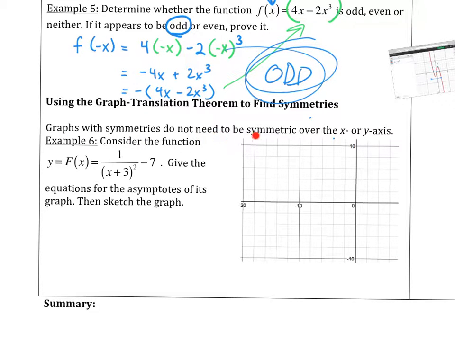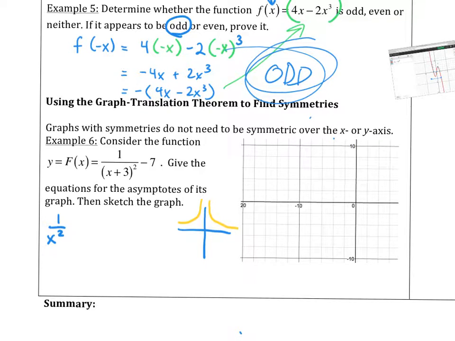The last thing we're going to do on here is graph with symmetries. Graphs with symmetries do not need to be symmetric over the x or the y-axis, so they can reflect anywhere else. So what we're going to try to figure out is in this function, what are the lines of symmetry on this situation? Because we know that the parent function is 1 over x squared, we know what it should look like. It's basically going to look like this here. So I'm just going to try to figure out, well, where is the vertical asymptote and where is the horizontal asymptote, or where is the line of reflection there.